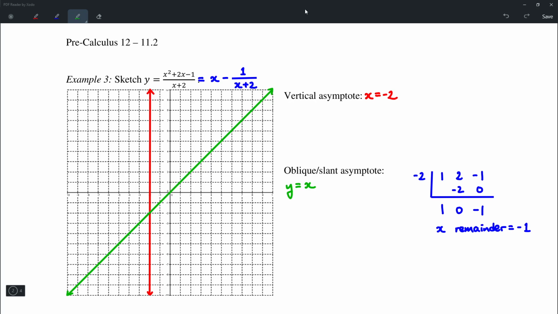So now, just like the previous example, we're going to let x equal the values that are close to the vertical asymptote to add additional points so we can sketch our graph. So we're going to let x equal negative 3. So we get y is equal to negative 3 squared plus 2 times negative 3 minus 1 all over negative 3 plus 2. And so once everything is evaluated, we just get negative 2. And so one of the points is going to be negative 3, negative 2, which is right here.